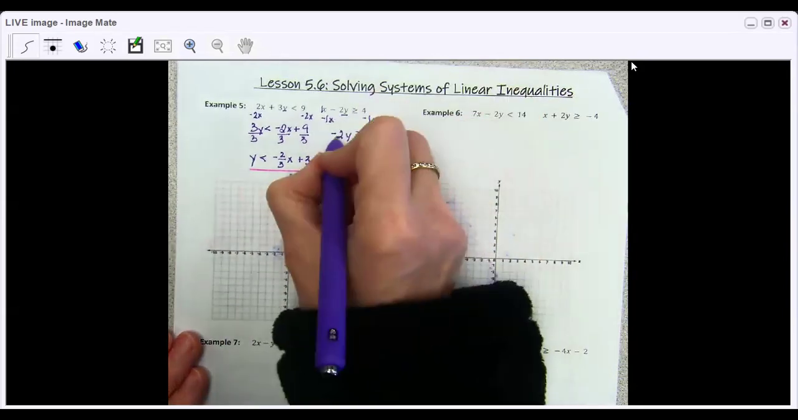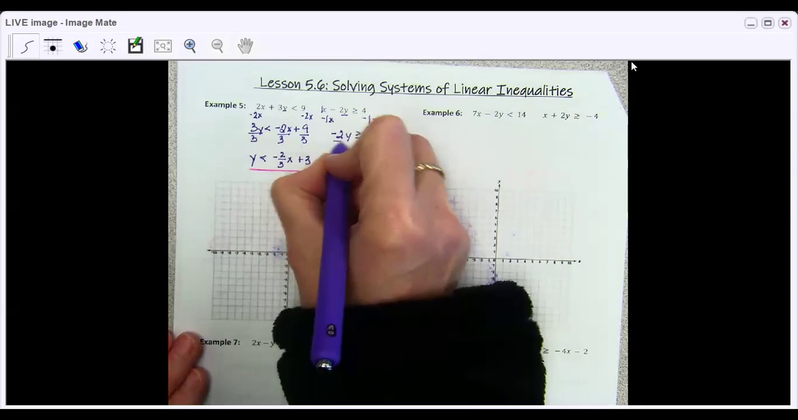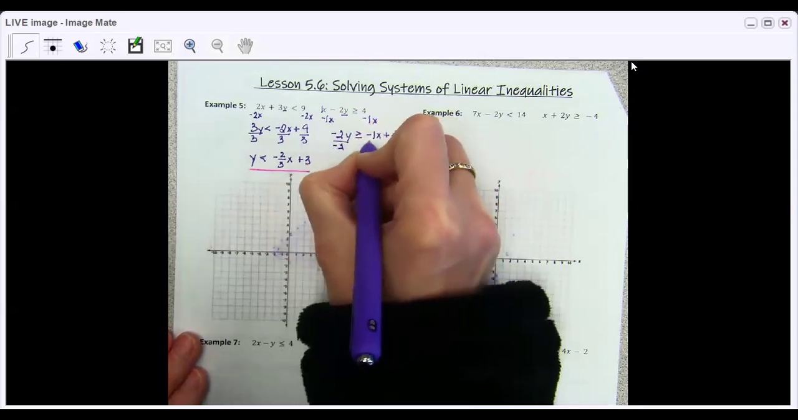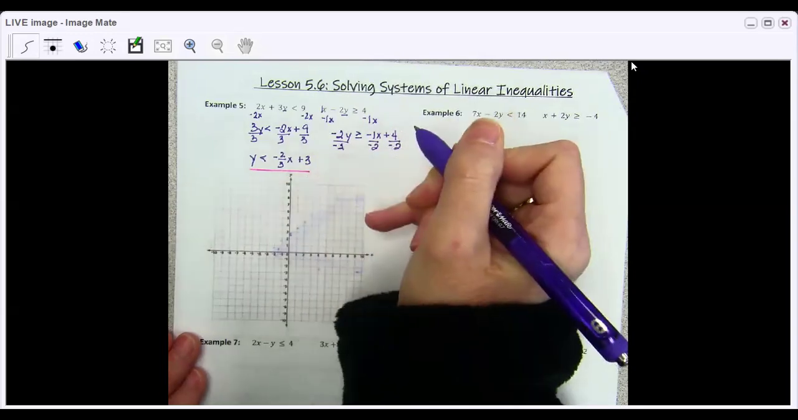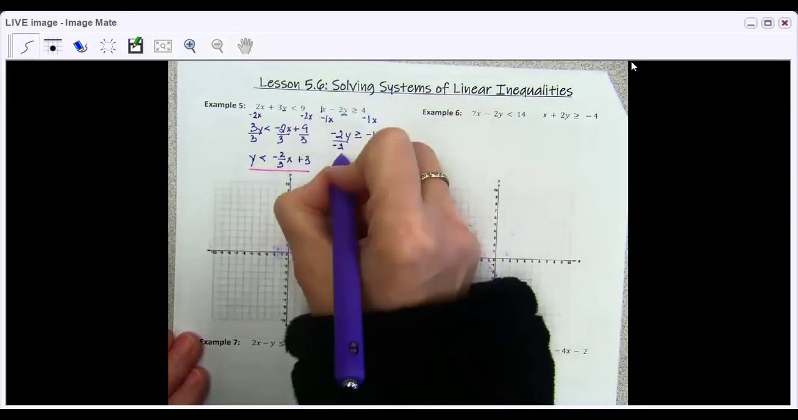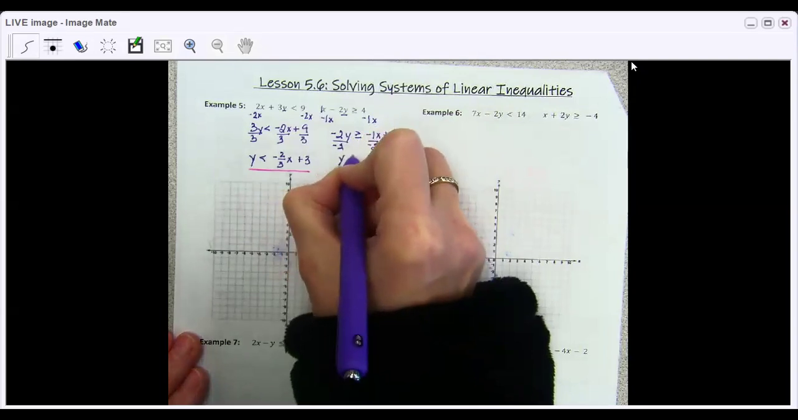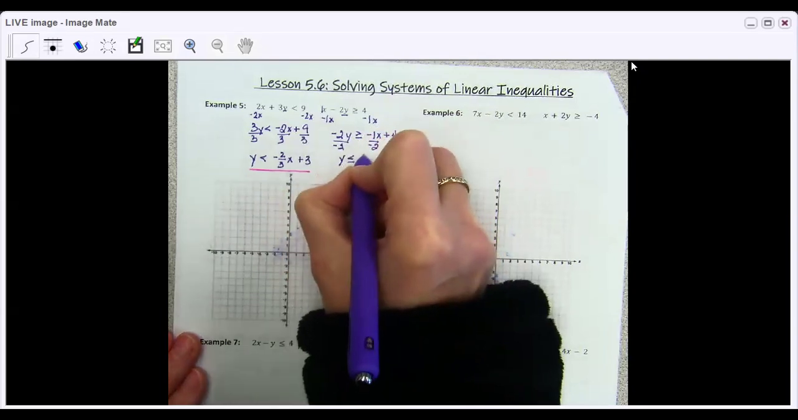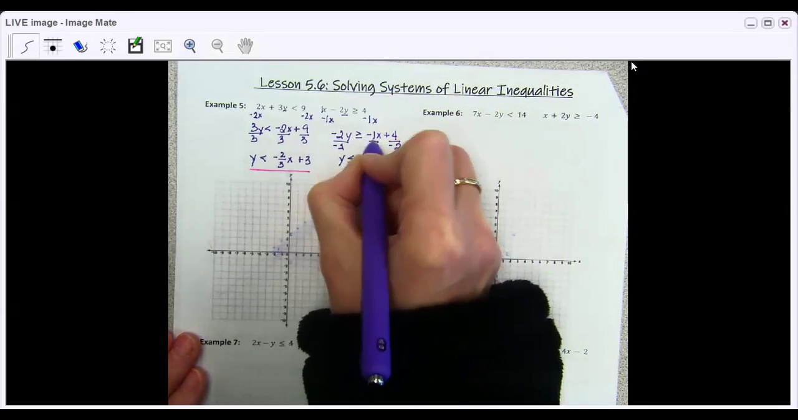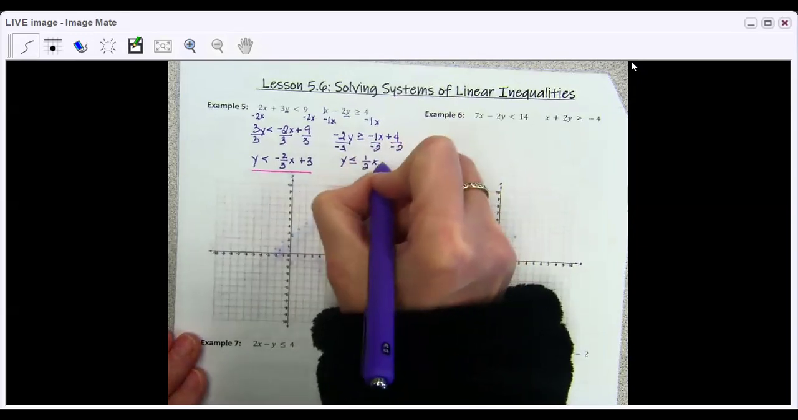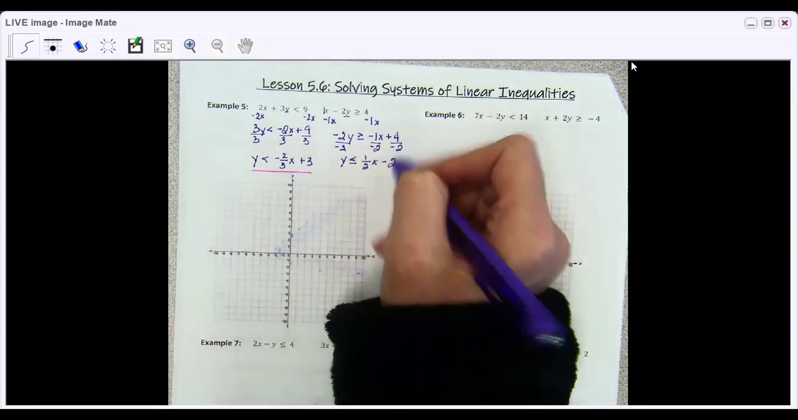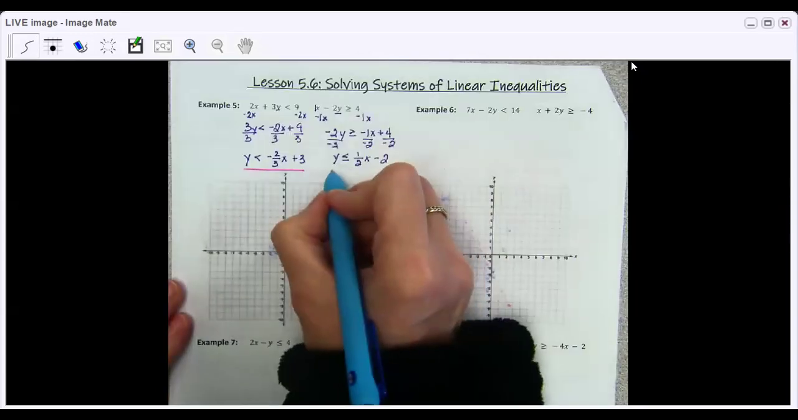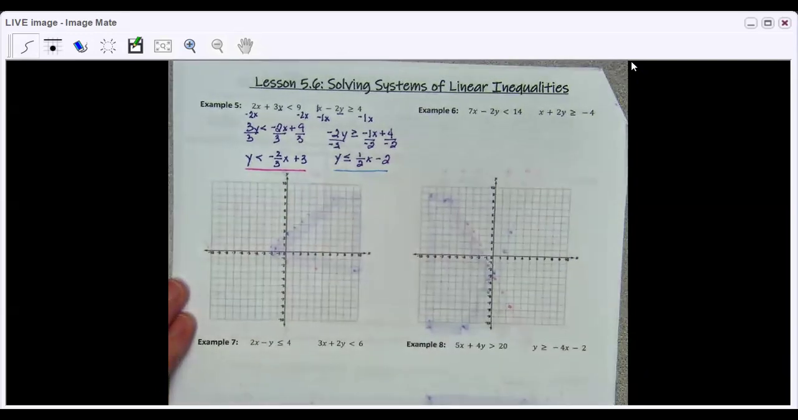Now I have to divide by a negative 2 to get the y by itself. And remember, when you divide by a negative, it flips the sign. So we have to flip that sign. So we have y is less than or equal to positive 1/2 x, because 2 negatives make a positive here, minus 2. Positive 4 divided by negative 2 equals a negative 2. And so these are the 2 equations we're going to graph on that.